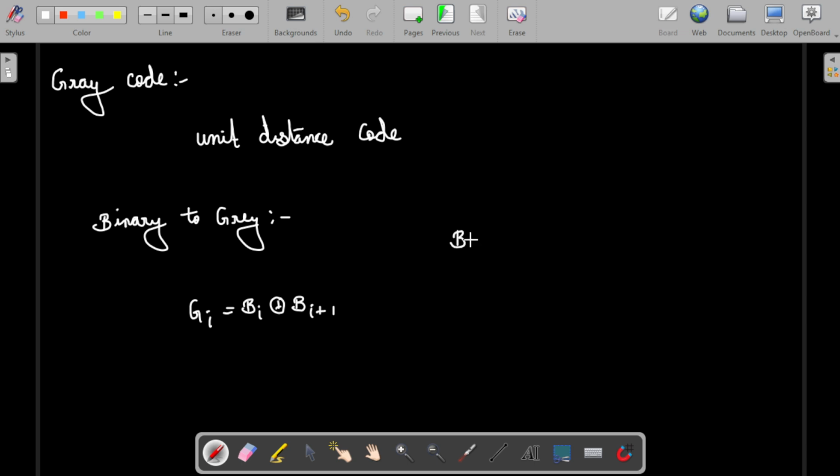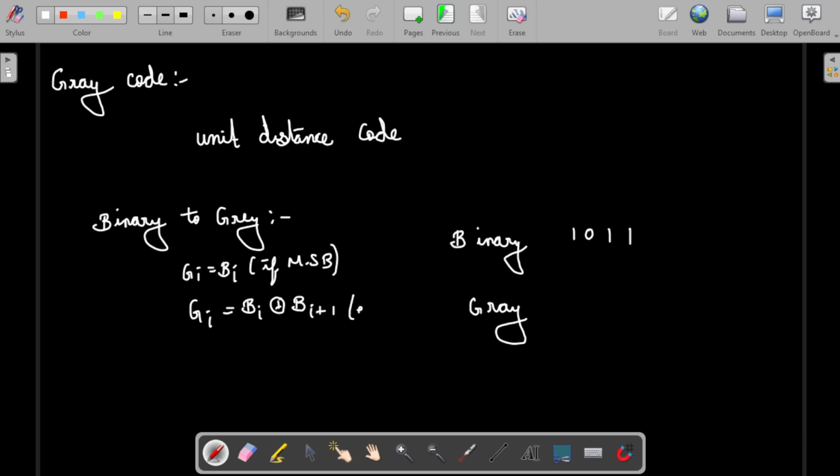So for an example, let's take the binary code 1011. So this is the gray code. How we can find the gray code: Gi will be equal to Bi if it is the MSB. So the first bit is represented as it is. Otherwise, Gi is found by XORing Bi with the next bit. So the first bit will always be represented as it is, 1. Then this will be XORed with this one.